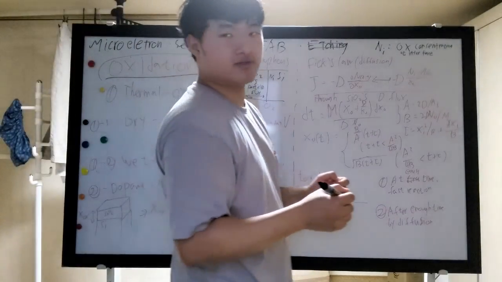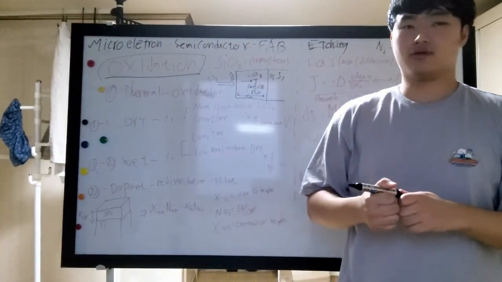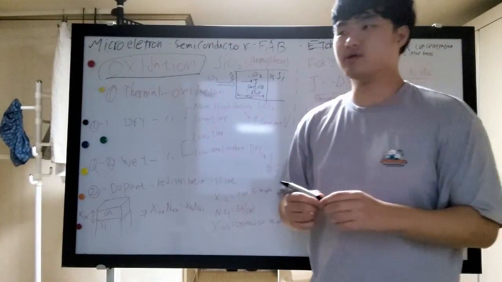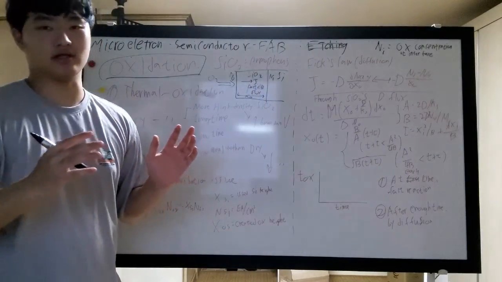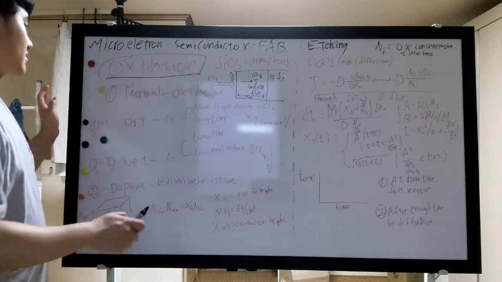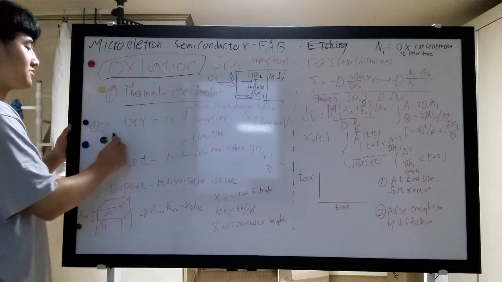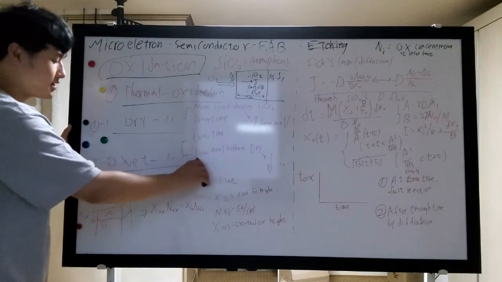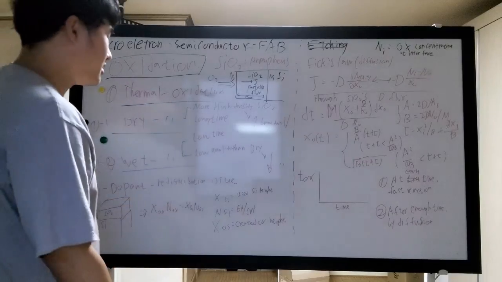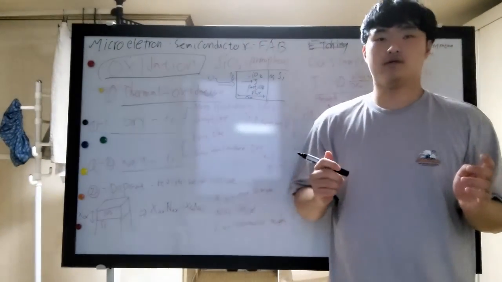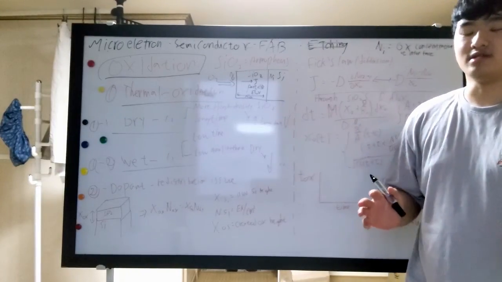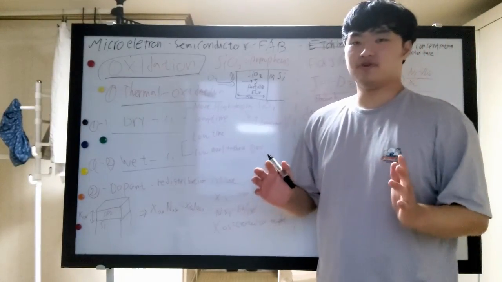Oxidation will typically be a thermal process, with very hot temperatures. In the thermal process there are two types: first, the dry process type, and secondly, the wet type. So why do we need the oxidation process? Easy.